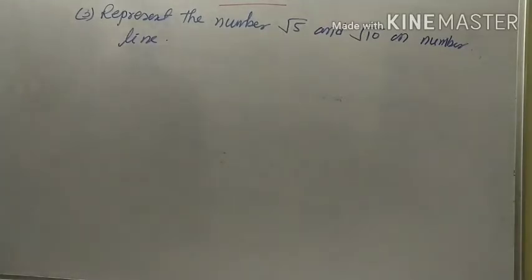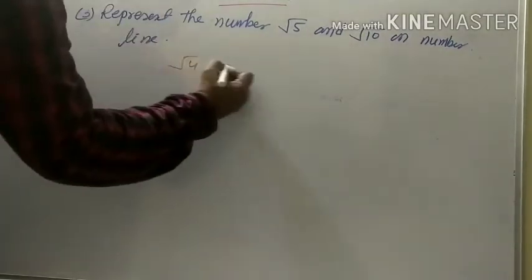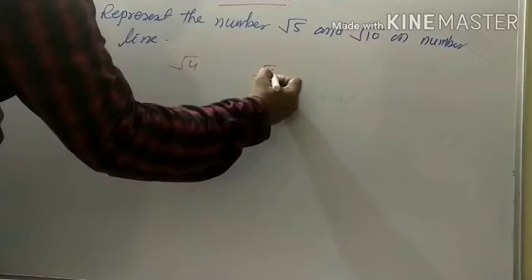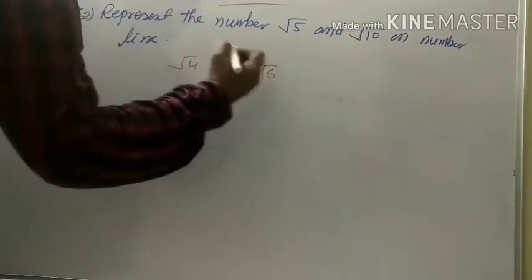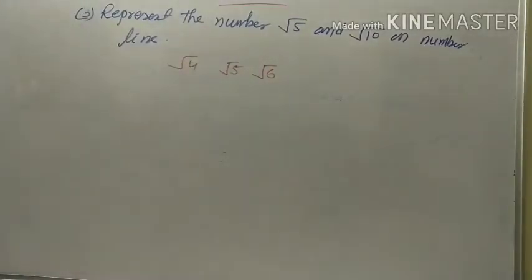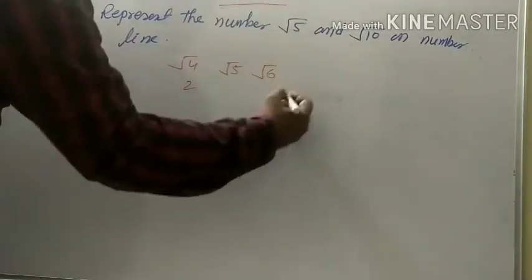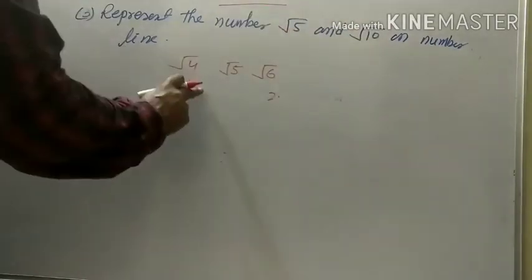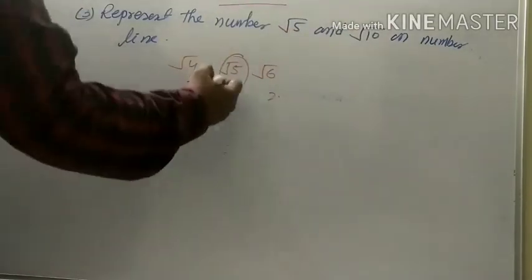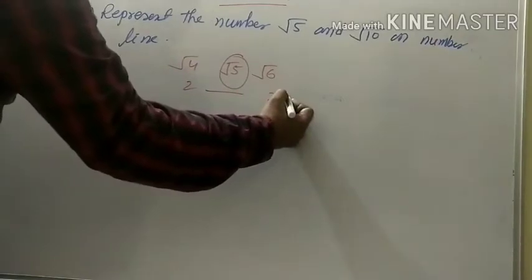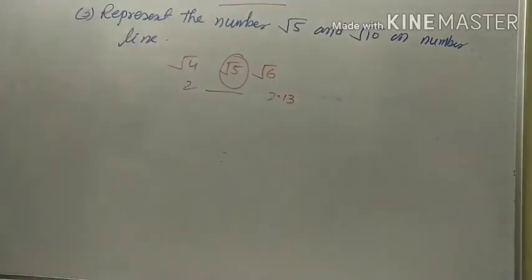So student, question number 3 is what? Represent the number root 5 and root 10 on a number line. Student, first be clear that root 5 is in between root 4 and root 6. Root 4 means what? 2. And root 6 is more than 2 point something. That is clear that root 5 is in between 2 and 2.3.